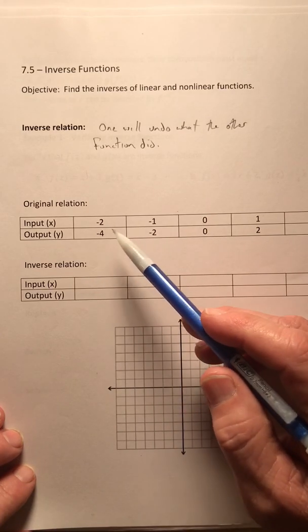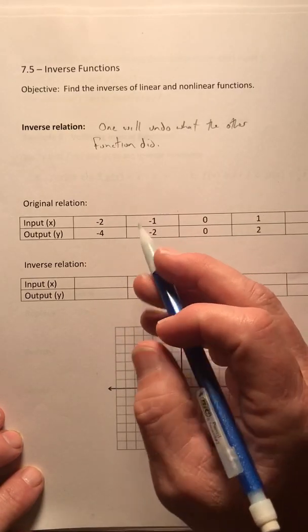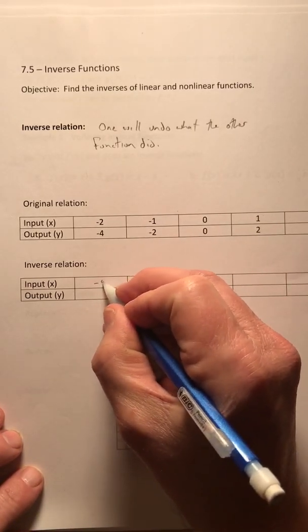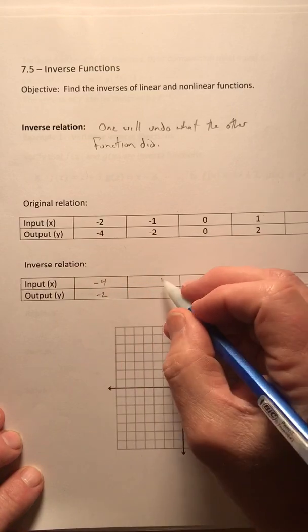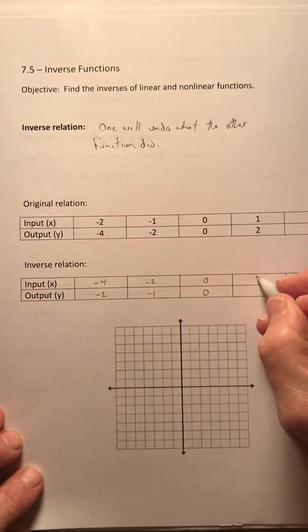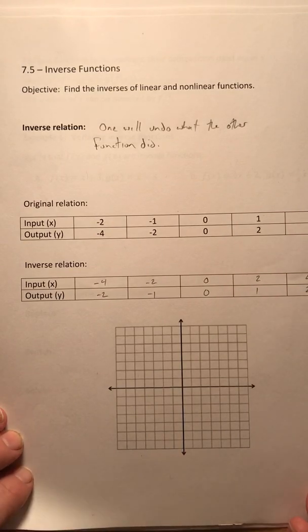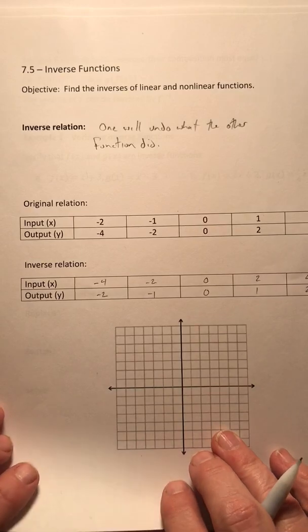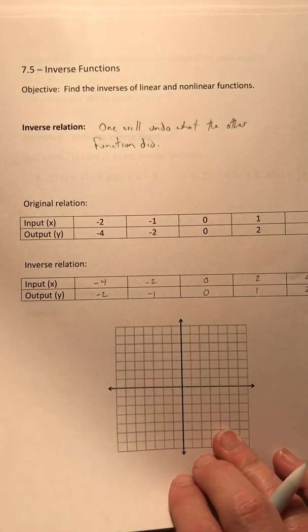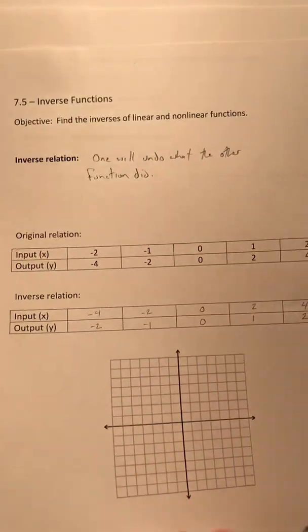This is the original relation. The inverse relation, all you're going to do is switch the x and the y, the input and the output. So this one would be -4, -2. This would be -2, -1, 0, 0, 2, 1, and 4, 2. All right, so that's pretty easy.